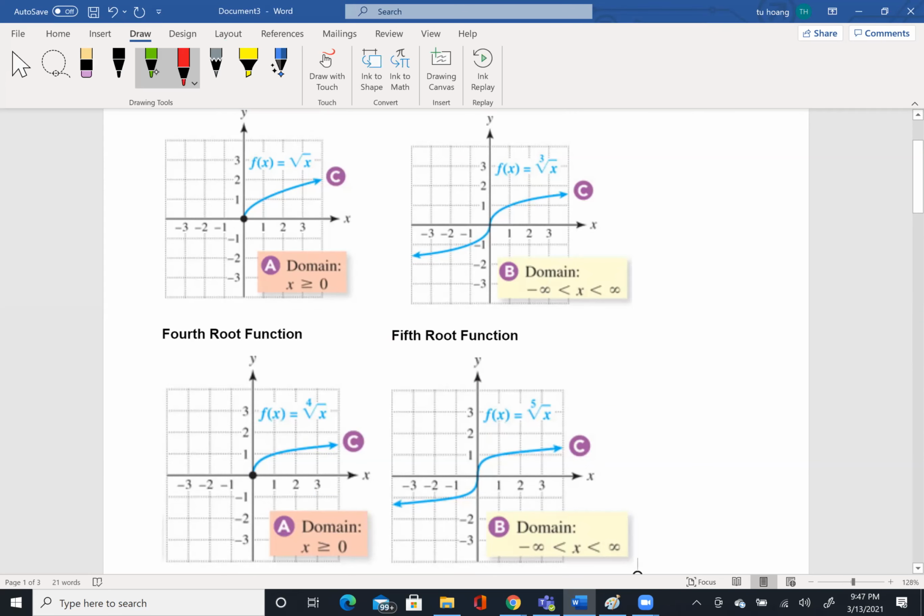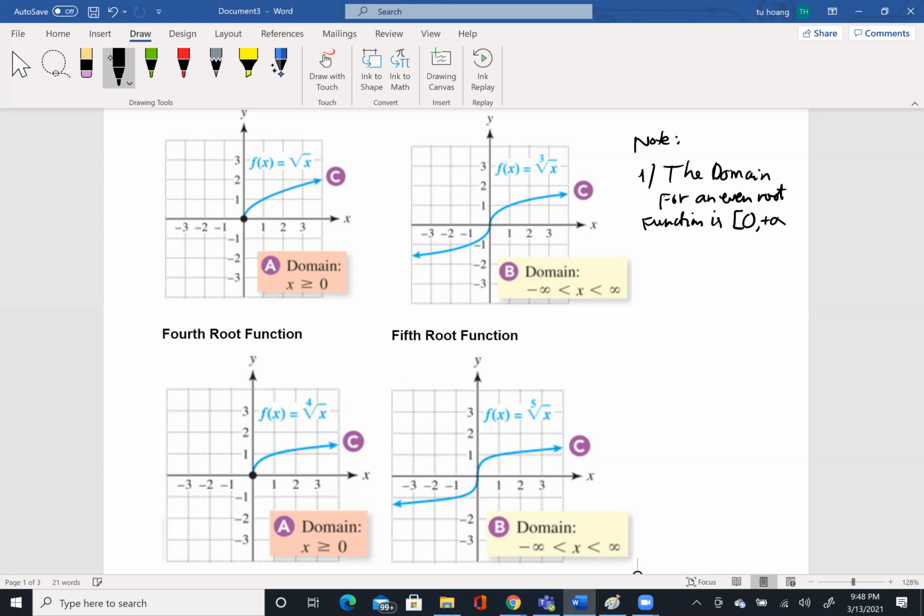So let me write out some common properties. Firstly, note that the domain for an even root function is always from 0 to positive infinity, inclusive of 0.